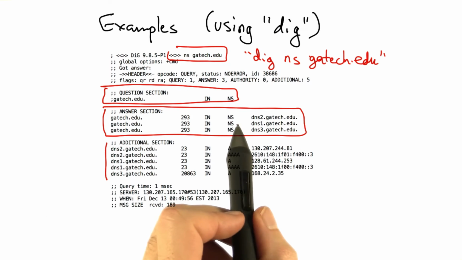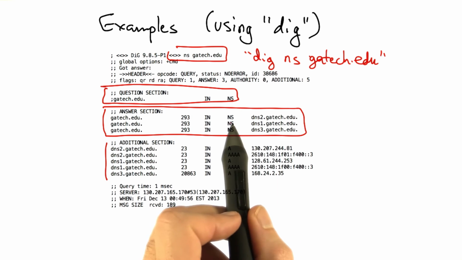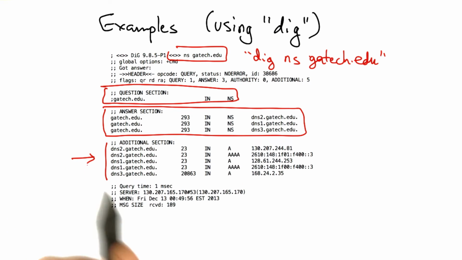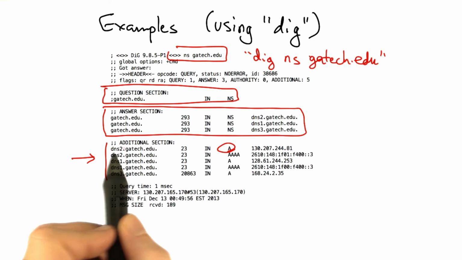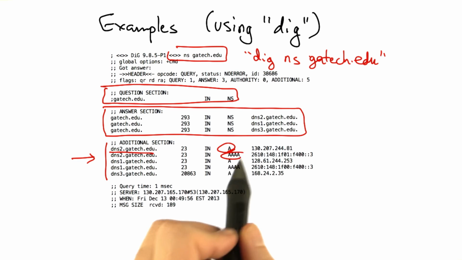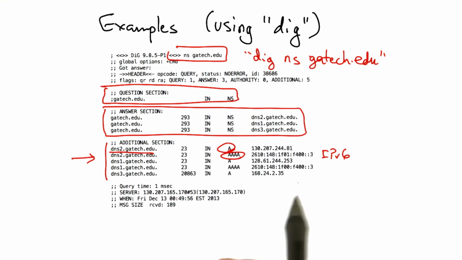You can see that in addition to the answer, which returns the name servers, we also need the IP addresses of those name servers, which is returned in the additional section of the answer. You can see here that we received not only A records for each domain name, but also quad A, or IPv6 addresses, corresponding to each authoritative name server.